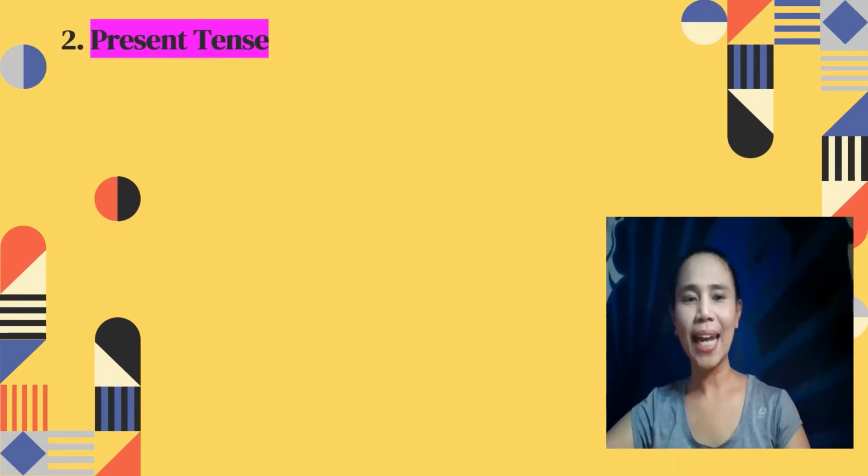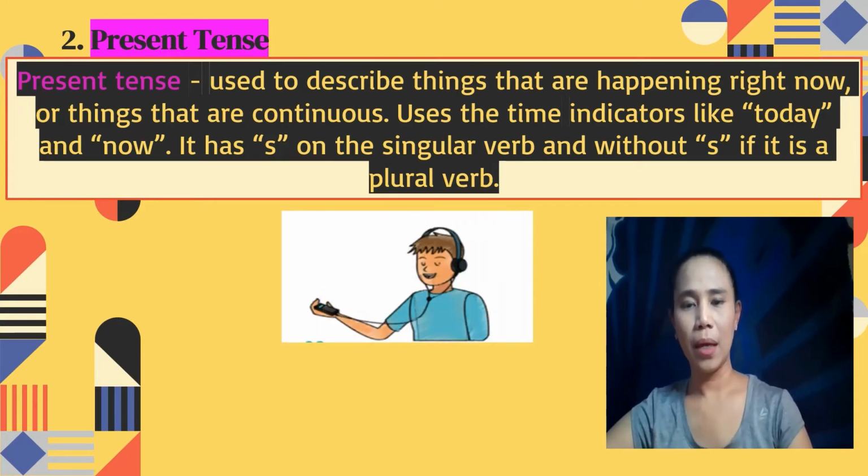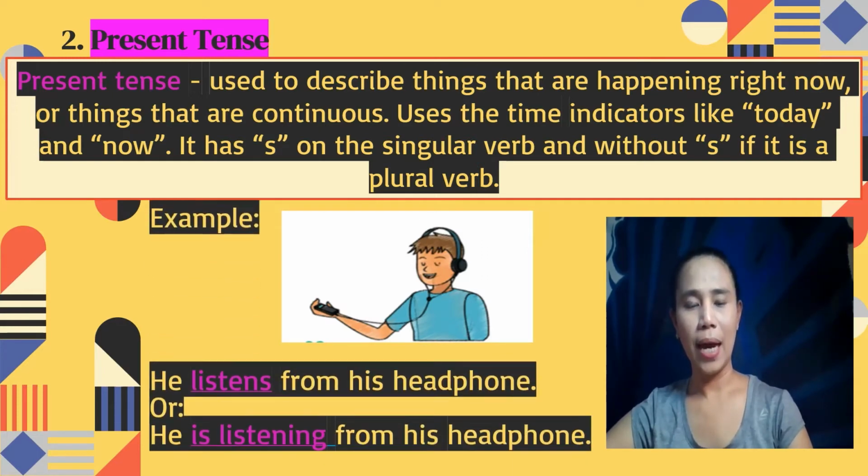Let's now have the second tense, which is the present tense. This is used to describe things that are happening right now or things that are continuous. Sometimes it uses indicator words like today and now. However, it's not all the time. So how would we know if it's a present tense? So let's take a look at these examples. We can still use the same image. We can have these sentences.